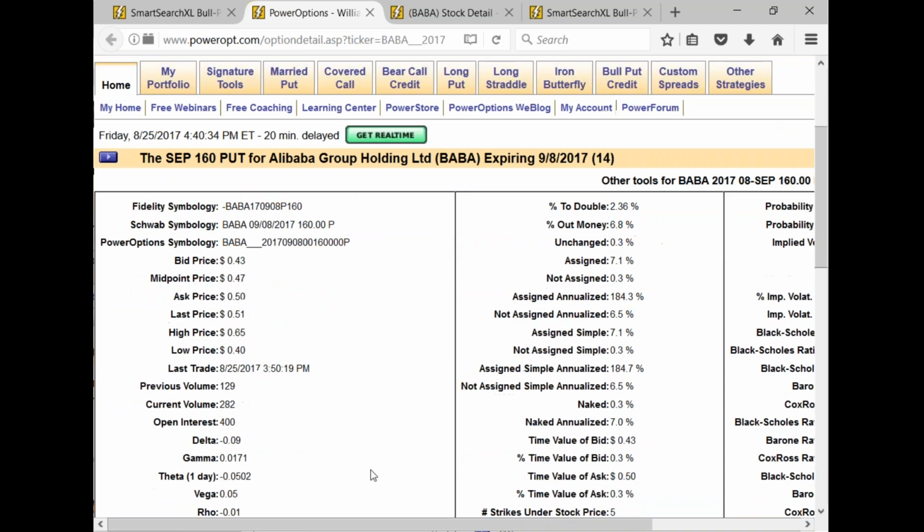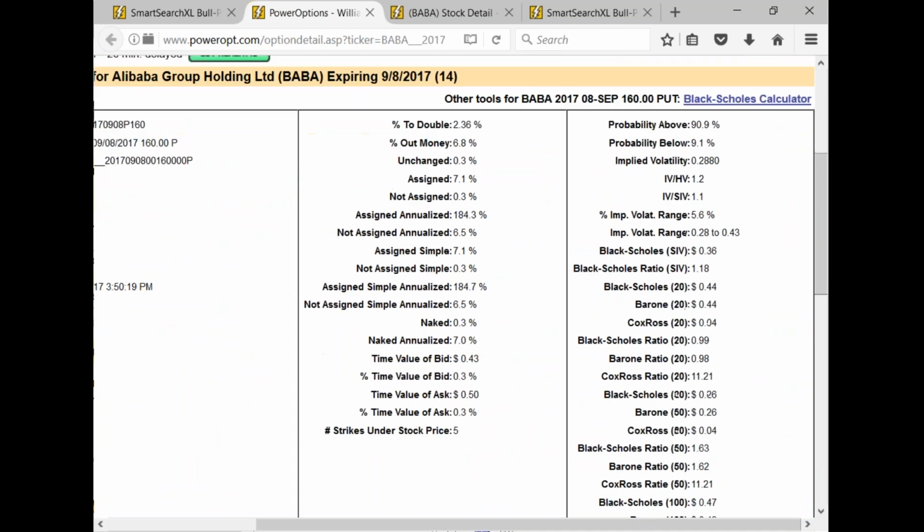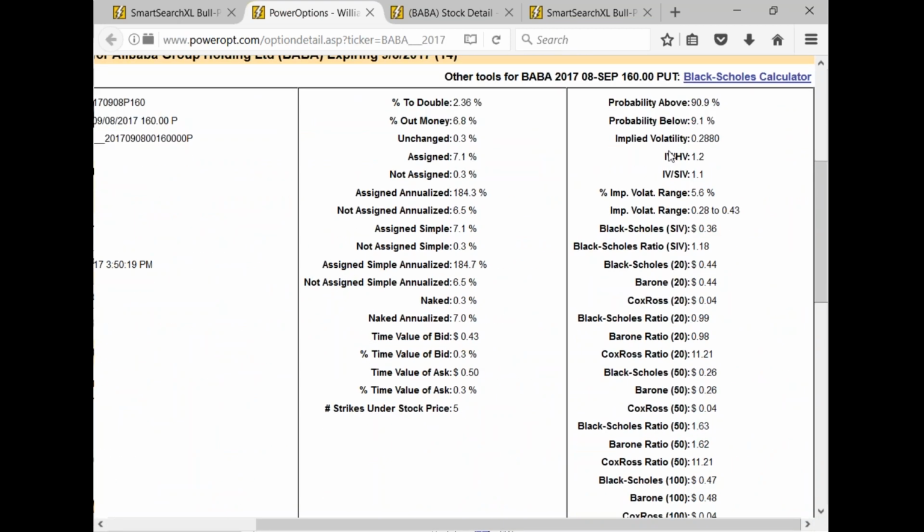And it shows me all of the data for the option, including the IV-HV ratio. It's 1.2, so it's 20% overvalued compared to its stock volatility. And the implied volatility range is 5.6. What does that mean? The percent IV range is where the option's implied volatility is now, 0.28, compared to where it has been over the life of the option.